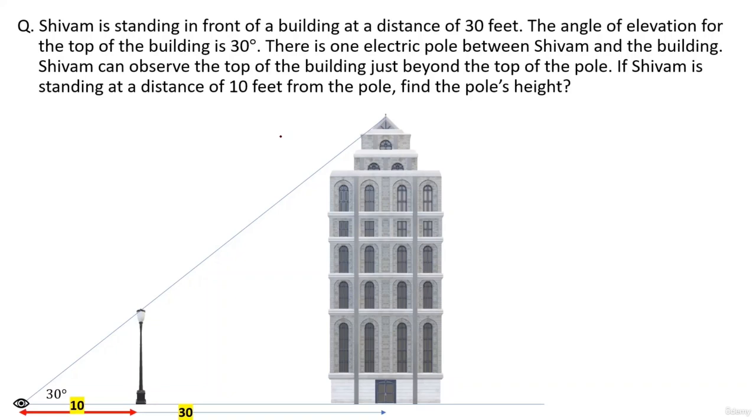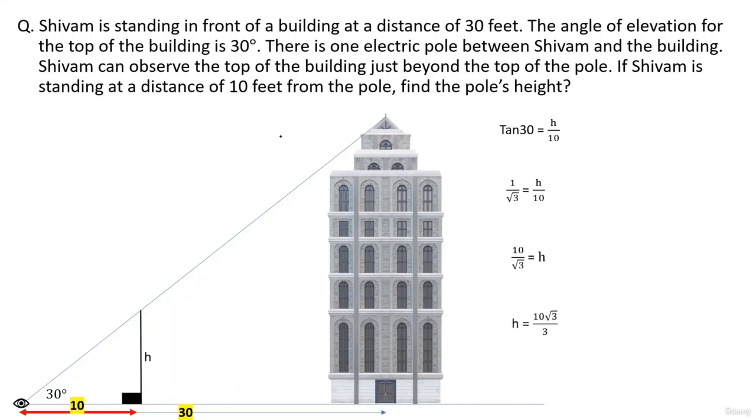Very simple, drop the perpendicular here. That is going to be the height of the pole, h. The distance to the pole from the observer is 10 feet in this question, right? So again we apply tan 30. Tan 30 will be h by 10, and tan 30 equals 1 by root 3, equals h by 10. h is 10 by root 3. Rationalize, we get the same answer.